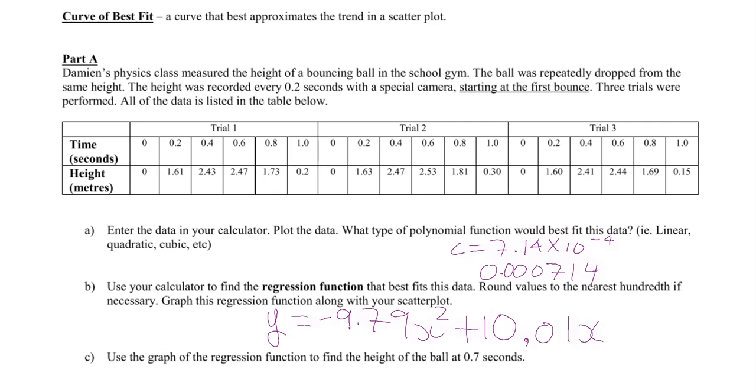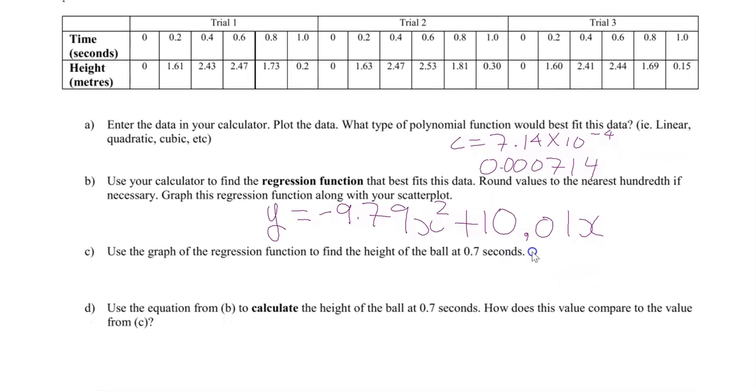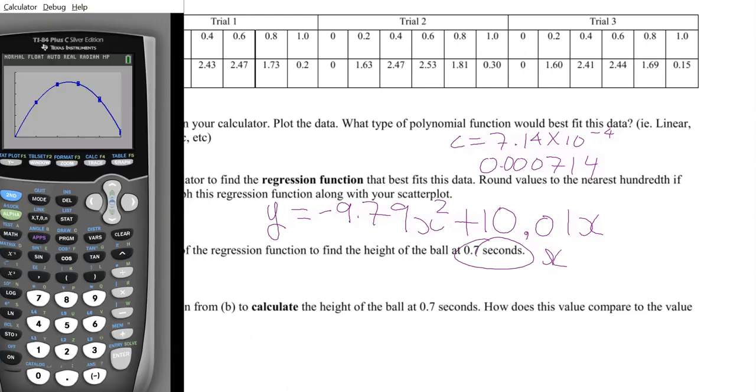Sometimes it may say 2 decimals; 100th is 2 decimals, 10th is 1, 1000th is 3, or it'll just say 3 decimals. Graph the function with your scatter plot. Yeah, so we did that. Use the graph to find the height of the ball at 0.7 seconds. So this is an x value. On the calculator, we go second function calc, value number 1, x value 0.7, hit enter, and it tells us that the y value will be 2.21.